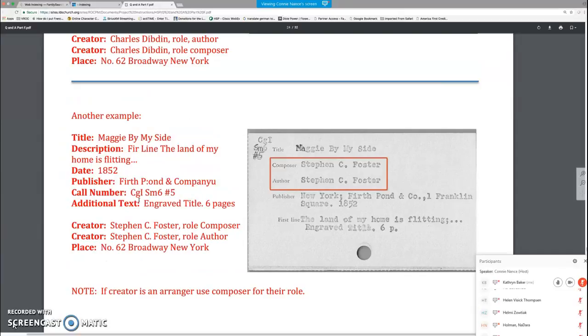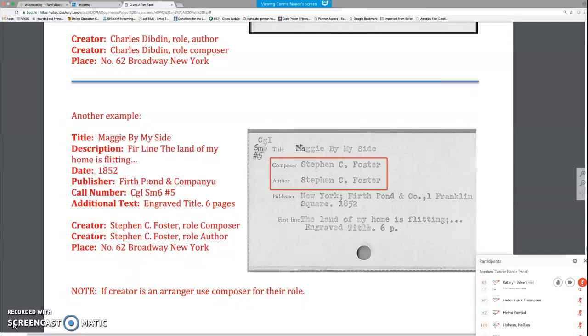This card has a lot of misspelling. Just try to ignore it. Here we've got, this is if we have a creator that has a double role. Here we have a creator, Stephen C. Foster. He was a composer and an author. So you will see him in twice.